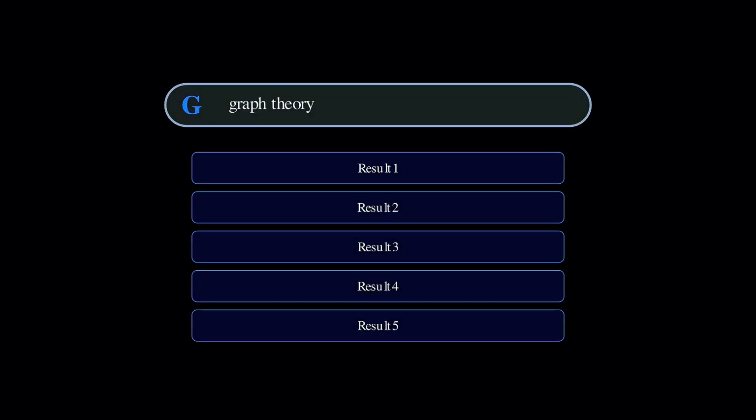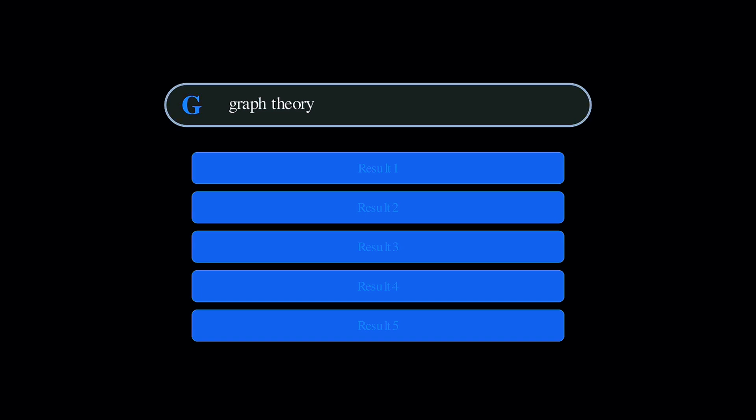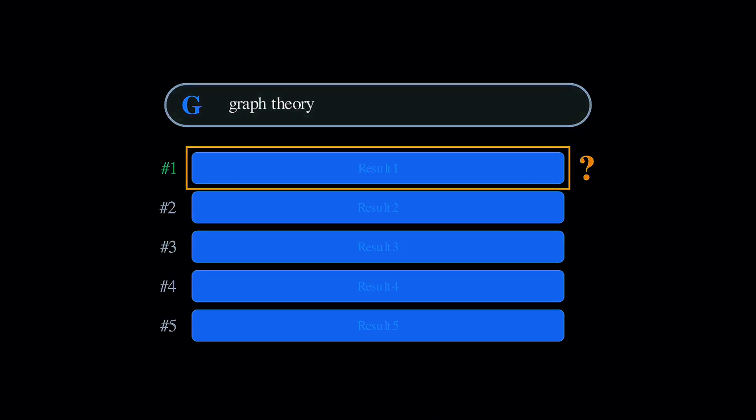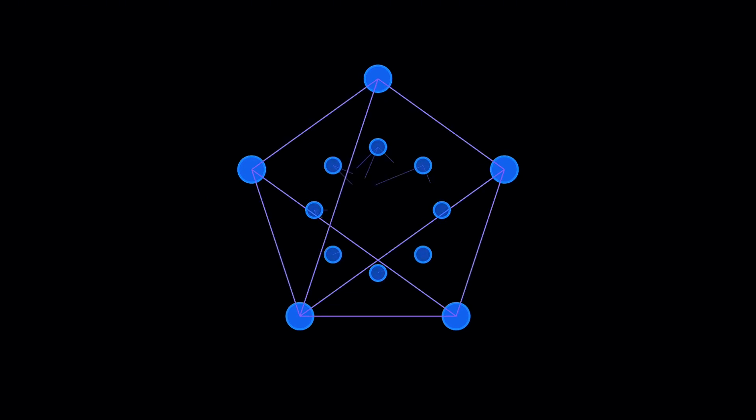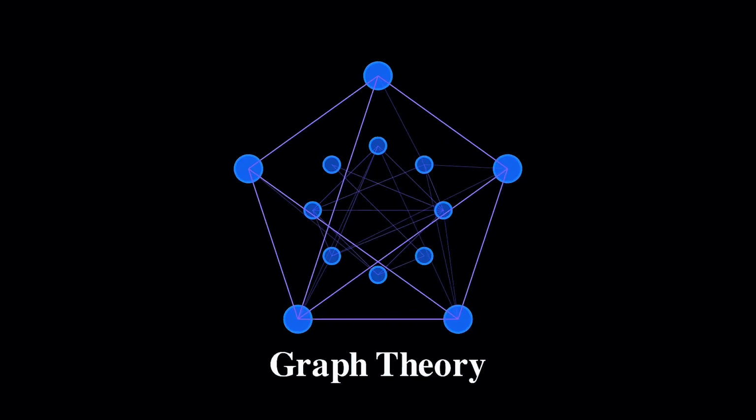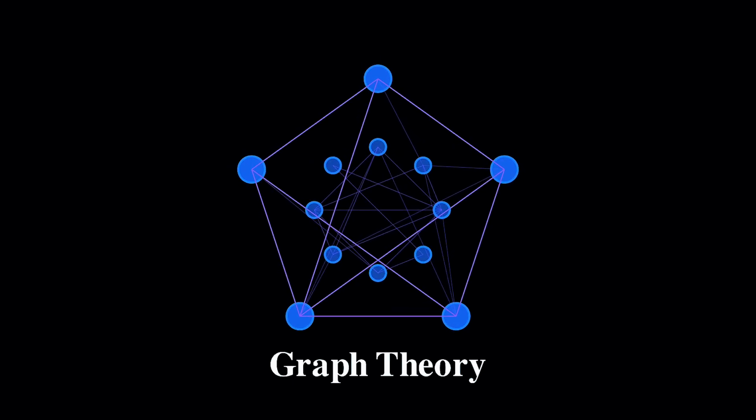Every time you search on Google, it returns millions of results in a fraction of a second. But here's the real question. How does it know which pages to show first? The answer comes from an elegant branch of mathematics called graph theory. Let's start from the basics and build up to the exact algorithm Google uses.